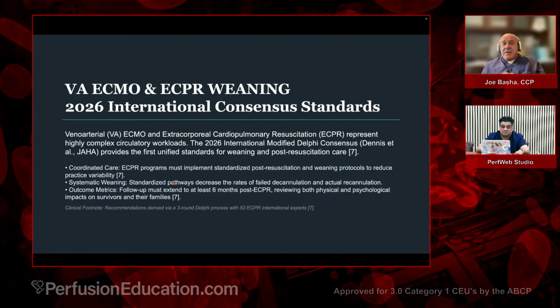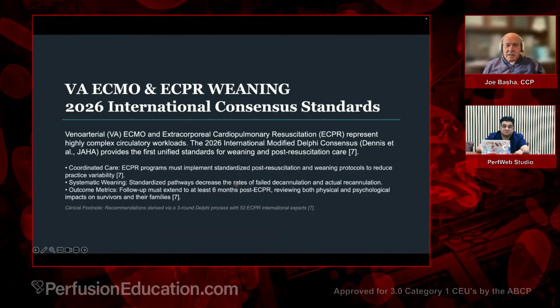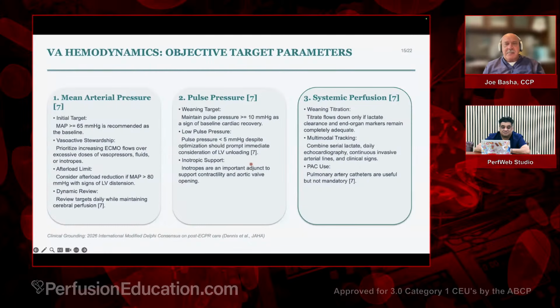VA ECMO and ECPR weaning is a little different, and something I'm going to talk about here is the Delphi consensus. I'm going to get to that towards the end. This is very important, I think very beneficial for this particular topic. But you look at your initial target: a mean arterial pressure greater than 65 is recommended as a baseline.